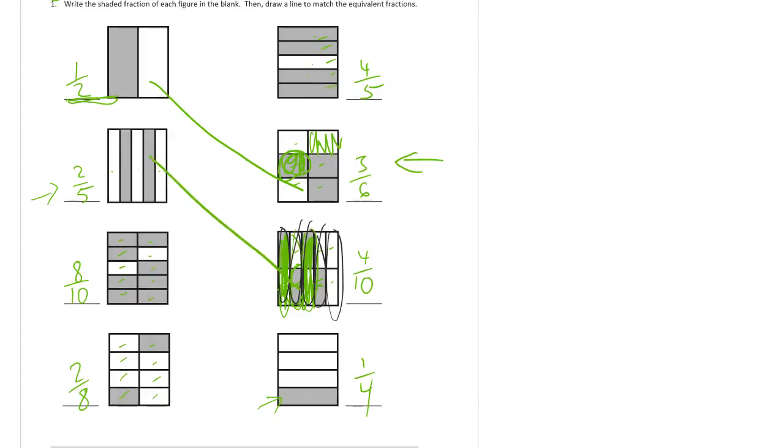2/5 and 4/10. And you can see 4 is double 2, and 10 is double 5. So those are equivalent. And now 2/8 might be the easiest one to do next. If I took this piece here and shaded it in down here instead, I'd have the exact same picture as I do right here for 1/4. So those match up. If I double 1, it's 2, and if I double 4, it's 8. So both the numerator and the denominator are doubled. And that also works for matching up 4/5 with 8/10.